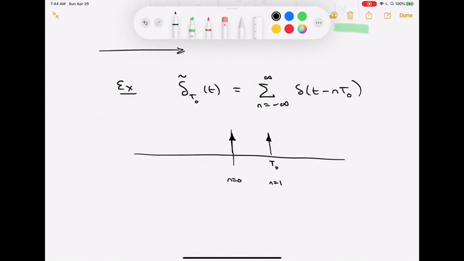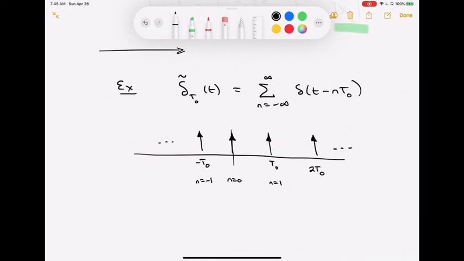If I do n equaling 2, I'm going to get one shifted over by 2 T naught. So I'm going to have something at 2 T naught. And I keep going. And I also have all the negative values. So if I went out to n equals minus 1, I would end up going to minus T naught. That's my n equals minus 1 term. And it keeps going off to the left. So I just get a bunch of delta functions, each separated by a total time T naught. It's a periodic delta train.